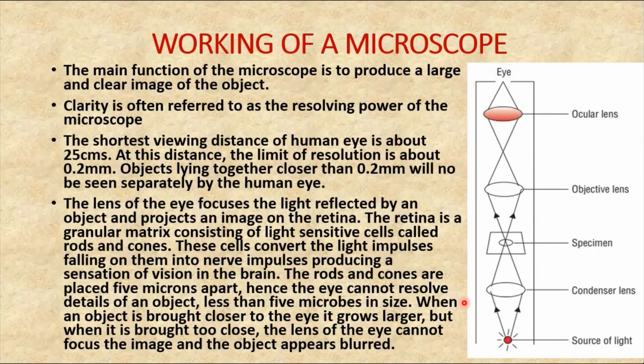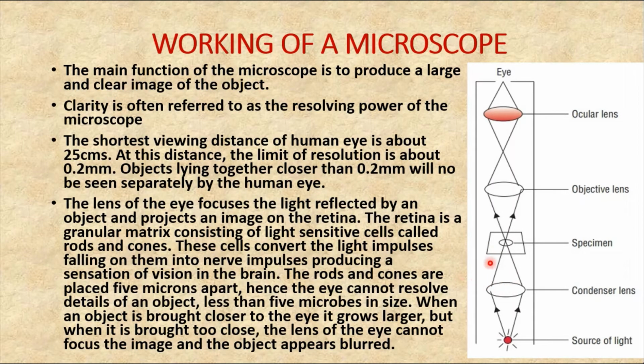Then moving to the working of a microscope, we will discuss it in detail, but here have a glance. The main function of any microscope is to produce a large and clear image of the object such that we can see it. And I told you that clarity is often referred to as the resolving power of the microscope. In order to understand the functioning of a microscope, it is necessary to understand how our own eye resolves and produces an image of an object.